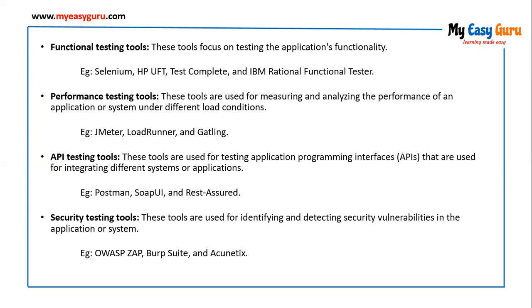For performance testing, there are tools that are used for measuring and analyzing the performance of an application or the system under different load conditions. For that, we use JMeter, LoadRunner, and Gatling. API testing tools are used for testing application programming interfaces, that is APIs, that are used for integrating different systems or applications. For that, we use Postman, SoapUI, and Rest Assured. Security testing tools are used for identifying and detecting security vulnerabilities in the application or system. For that, we use OWASP ZAP, Burp Suite, or Acunetix.